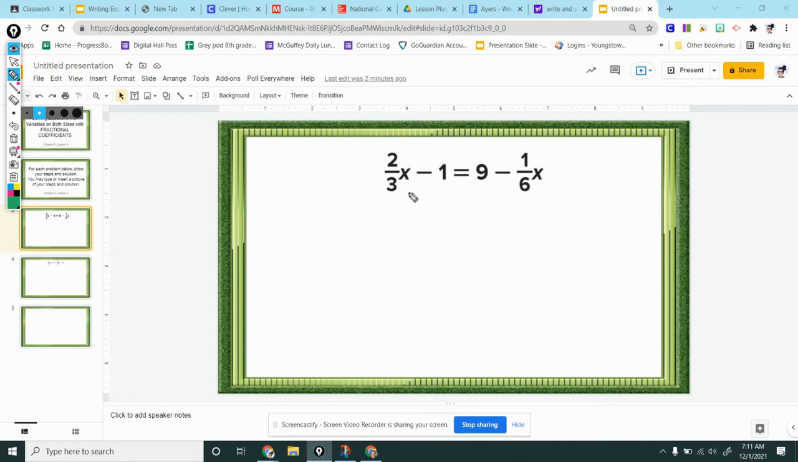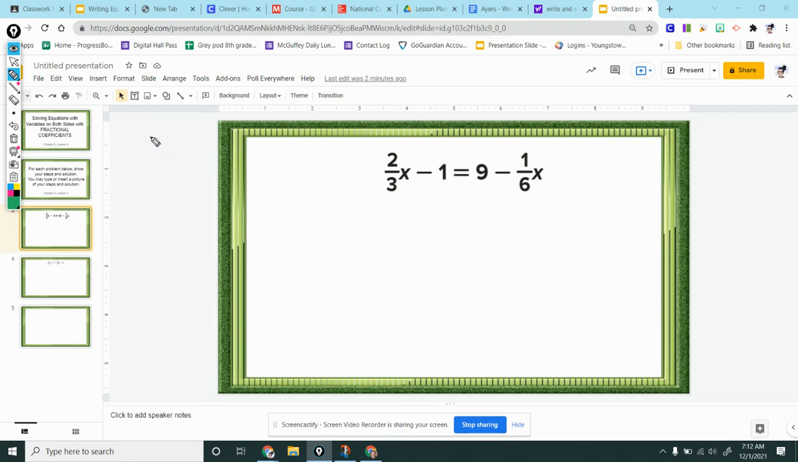So I noticed that in this problem, I have thirds and I have sixes. And I can't add thirds and sixes until they are all the same size. And so what I like to do is multiply everything on both sides of the equation by something that will make these into whole numbers.